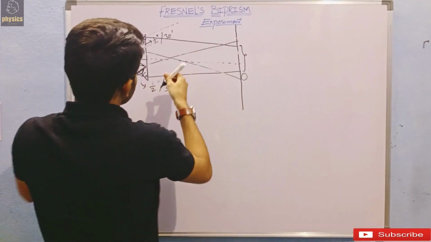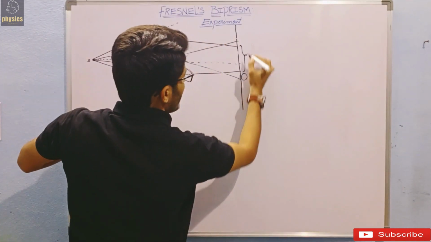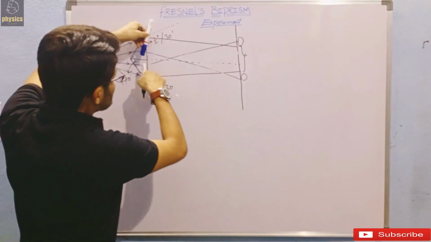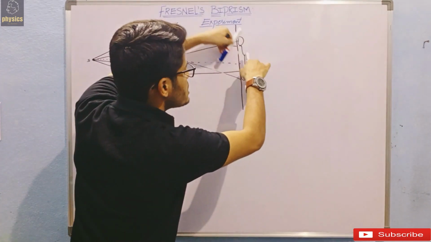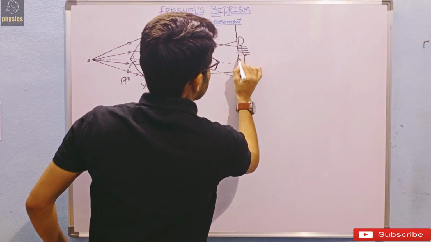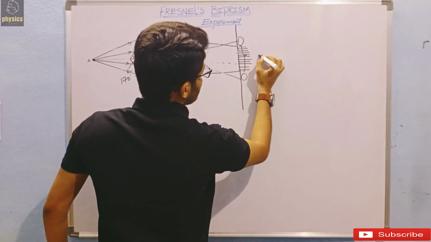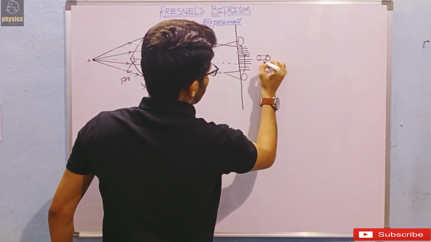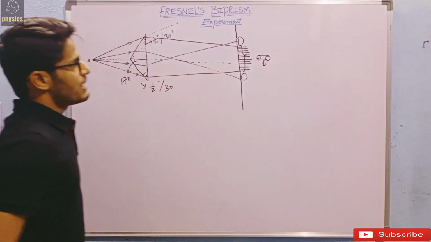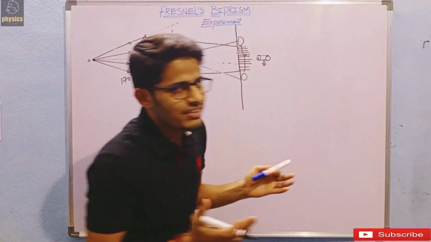Why? Because here you just have a single source of light, and here also you have a single source of light. But this is the region where the two source lights are getting merged with each other. That's why you will see the interference pattern here with the help of an eyepiece. You will have an eyepiece here, so with that you will see the interference pattern.